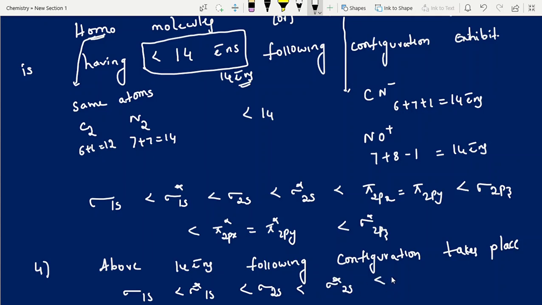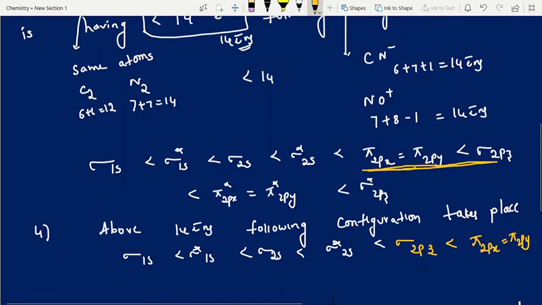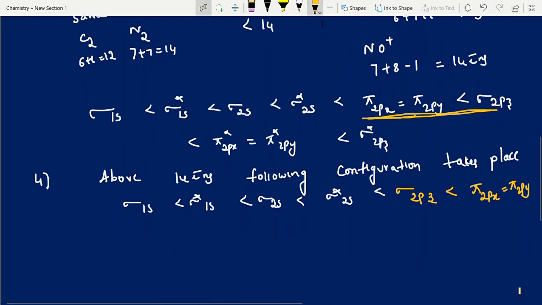Next one, what is this next one? Here, please try to understand, students. You have to keep it in mind. Here a change is there. Here just reverse this one because of symmetry. So sigma 2pz is less than pi 2px equal to pi 2py. That's all. Remaining everything is same. Only one part is different. Clear, students? That's it. Pi star 2px equal to pi star 2py is less than or equal to sigma star 2pz.